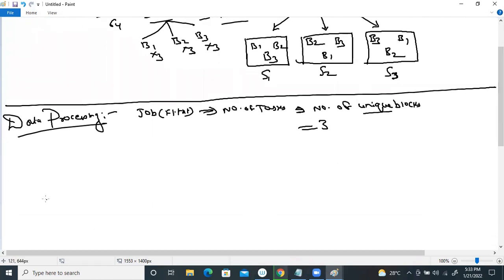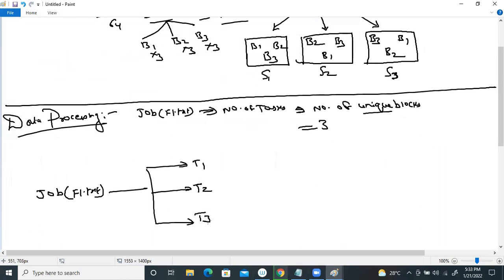Now, the job is to process f1.txt. So divide into how many tasks? T1, T2, T3, right? T1 is for executing B1. T2 task is for executing B2. T3 is for executing B3.